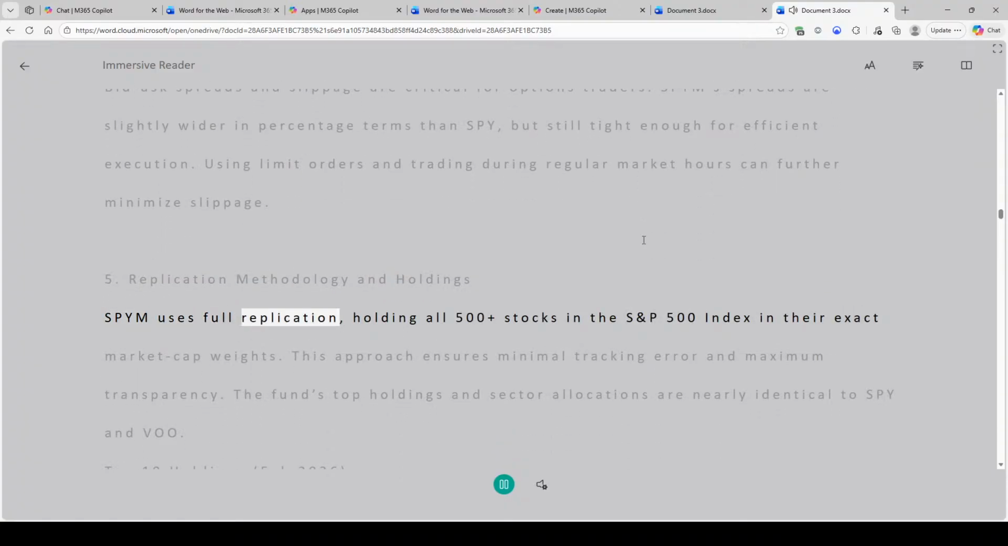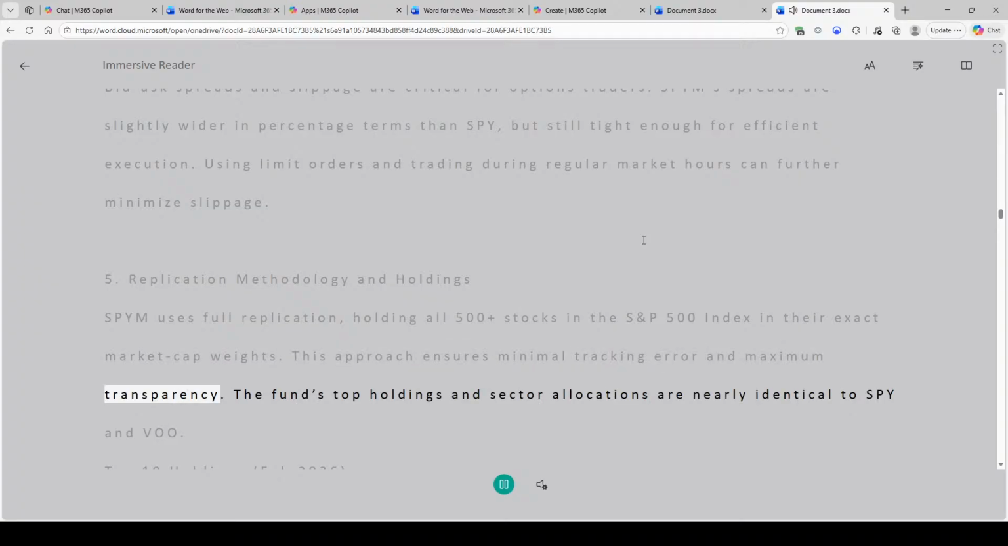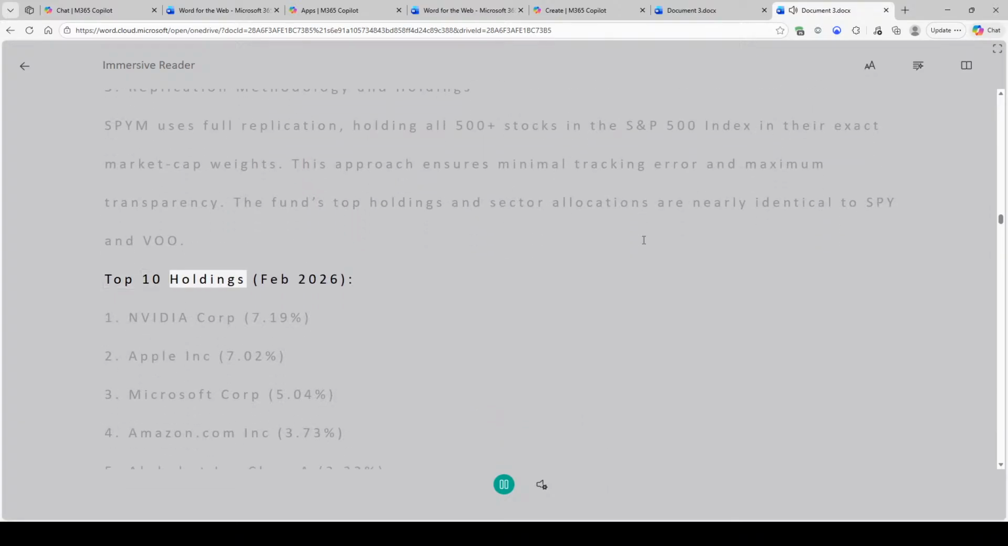SPYM uses full replication, holding all 500-plus stocks in the S&P 500 index in their exact market cap weights. This approach ensures minimal tracking error and maximum transparency. The fund's top holdings and sector allocations are nearly identical to SPY and VOO. Top 10 holdings, February 2026.